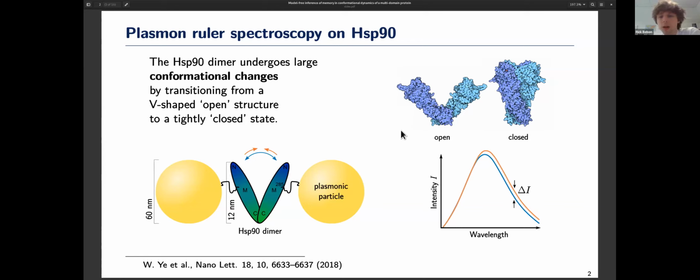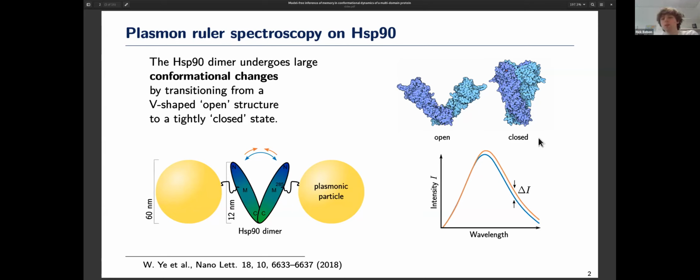And not only from a biological, but also from a physical perspective, it's a nice playground to look at different approaches. This is because it exhibits very large conformational changes. Here on the right-hand side, you see that this protein undergoes a rather stark conformational change from a V-shaped open conformation to a closed shape.